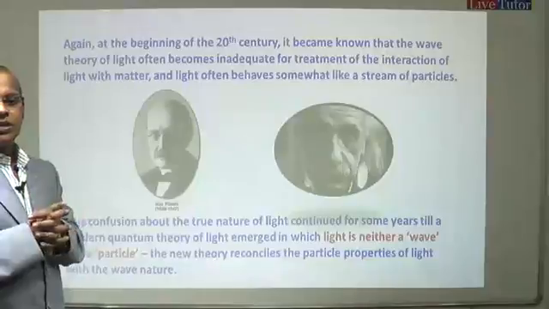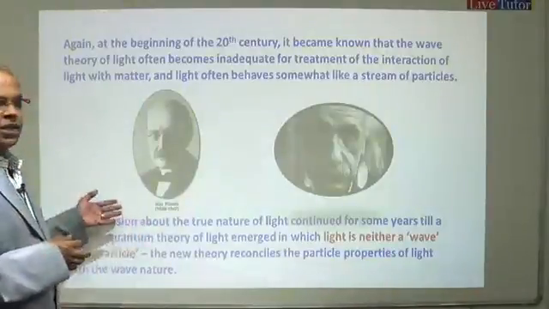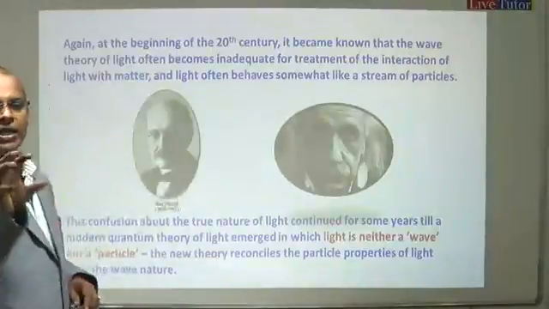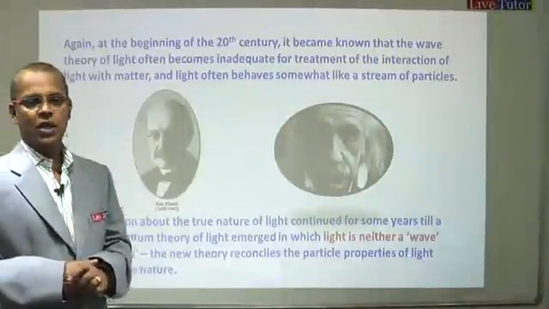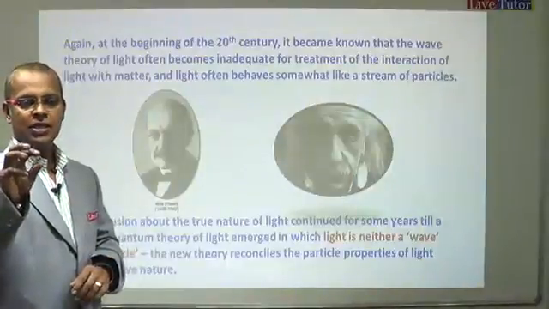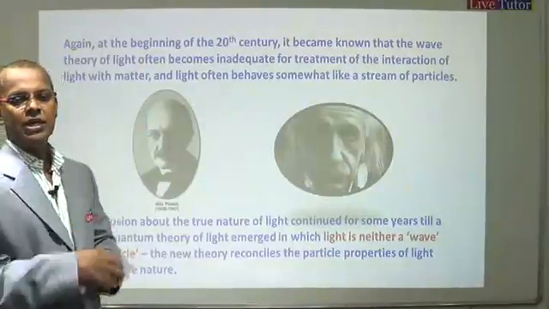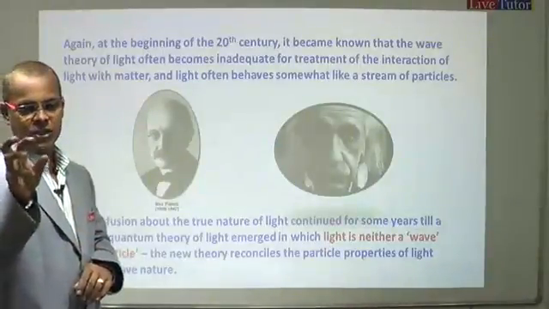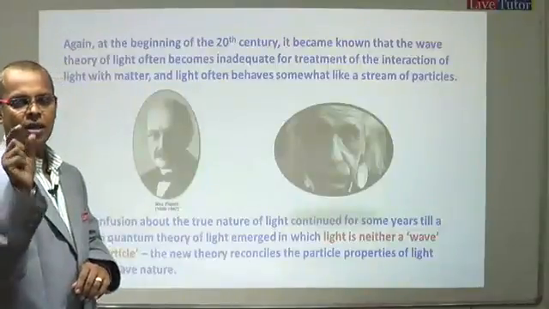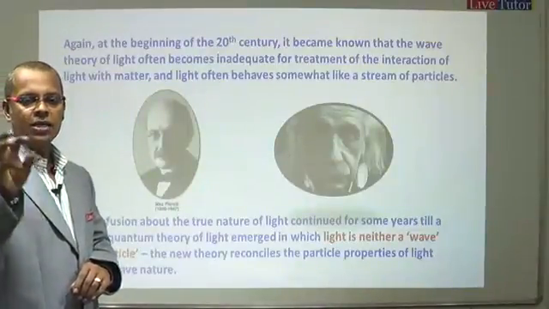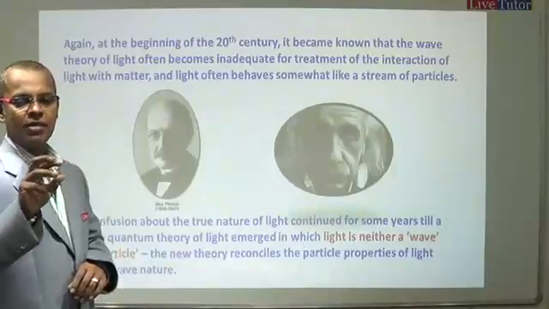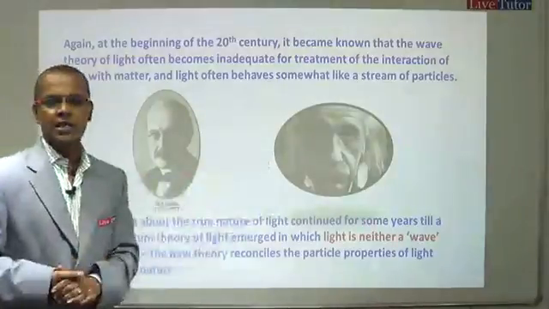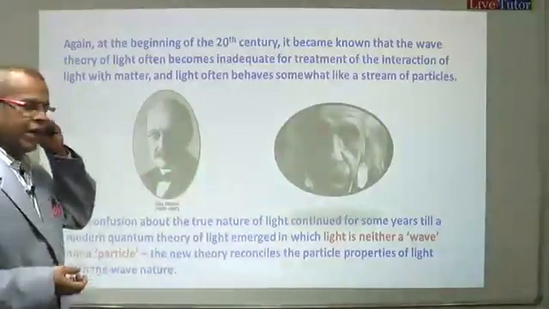This confusion about the true nature of light continued for so many years until a new theory, called the quantum theory of light, emerged, in which they said that light is neither a wave nor a particle. Quanta means a packet, an amount. Quanta means it's a certain amount. Quantum theory means they considered that light is traveling in terms of packets of energy, which was suggested by the great scientist Albert Einstein, right?